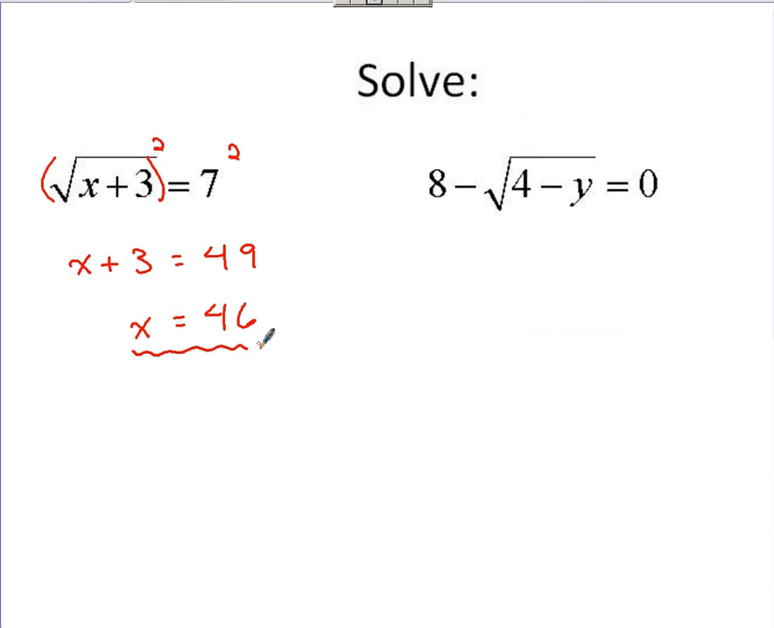Slightly more challenging, you've got 8 minus square root of 4 minus y equals 0. If you want to make sure the radical is isolated, then you could do one of two things. You could subtract the 8 over, but then you'd still have this negative here you got to divide by. Or you could just add the root over. 8 would equal square root of 4 minus y.